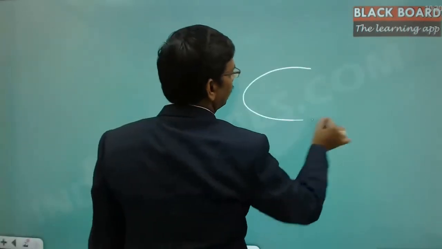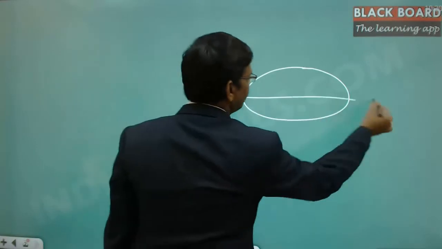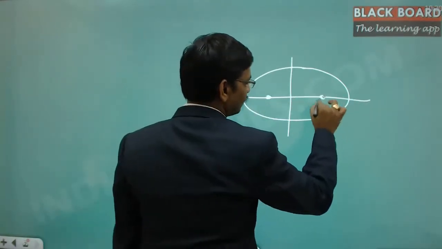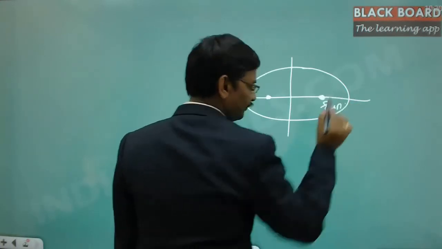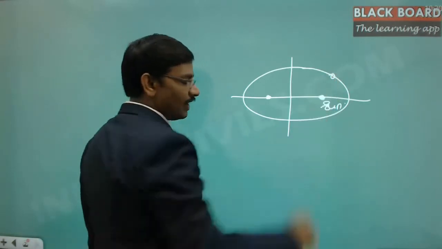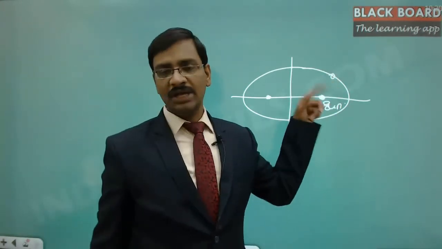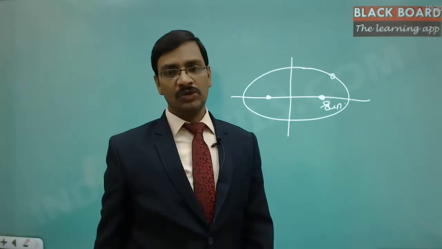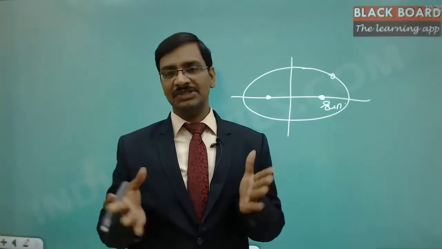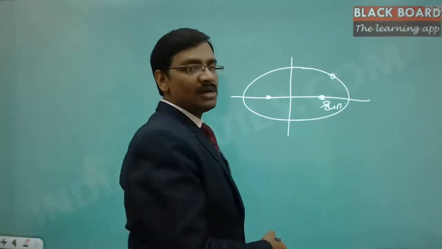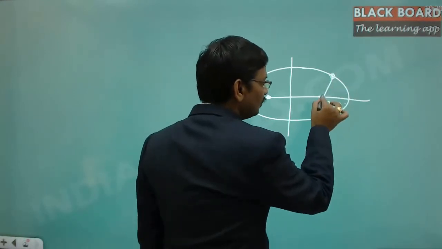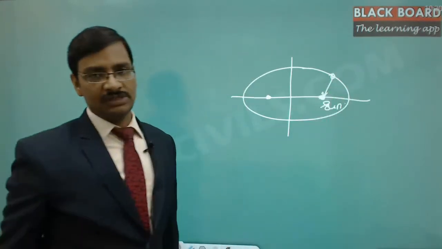Suppose this is an elliptical path, and this is the major axis and this is the minor axis, and these are the two foci. Let us say the sun is located here and the earth is located here. The force of attraction between these two is nothing but Newton's law of gravitation. Any two masses always attract each other. The sun is one mass and the earth is another mass, and there is a force of attraction between them. So these are mutual forces.